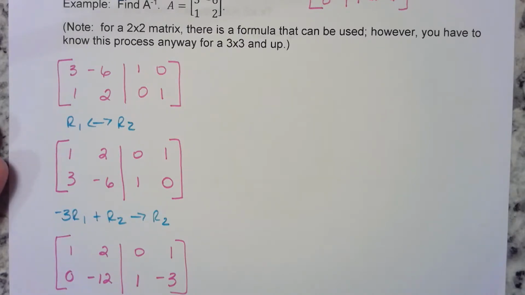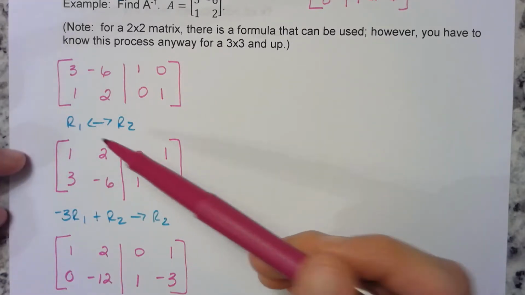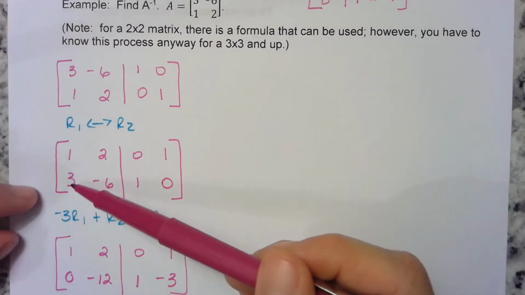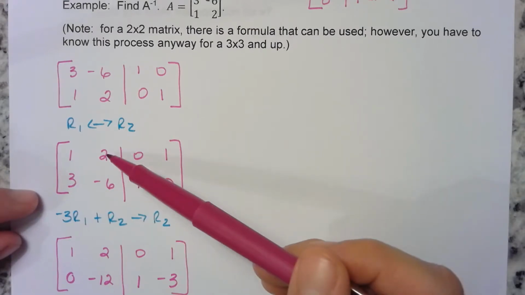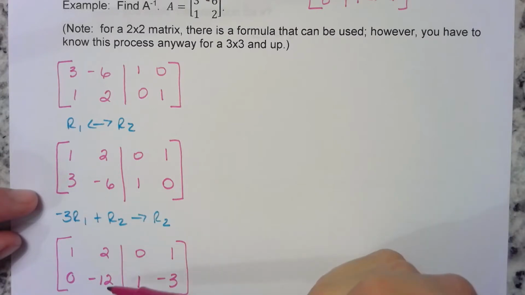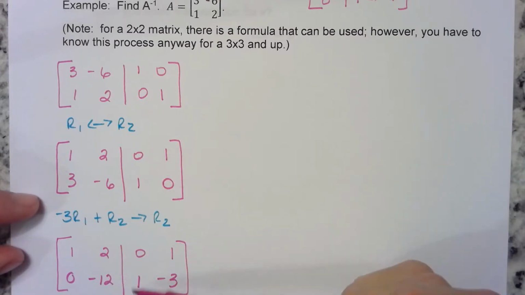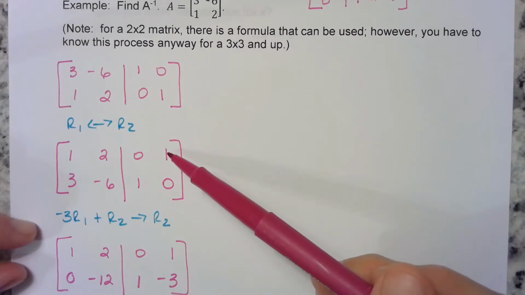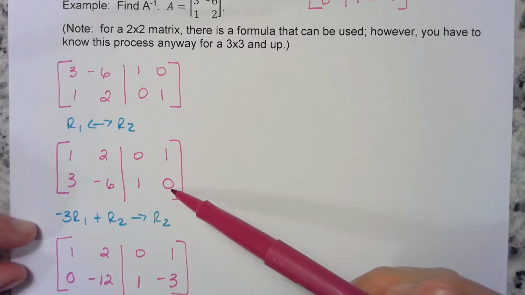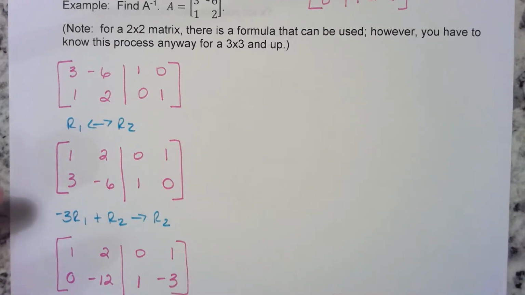I just want to double check that. -3 times row 1 plus row 2. -3 times 1 is -3 plus 3 is 0. -3 times 2 is -6. -6 minus 6 is -12. -3 times 0 is 0. Plus 1 is 1. -3 times 1 is -3. Plus 0 is -3. Okay, so let's see what we have next.